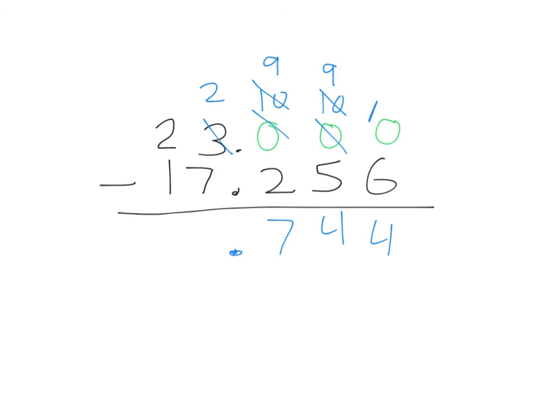2 minus 7 I can't do, go next door, that becomes a 1, that becomes a 12. 12 minus 7 is 5, and 1 minus 1 is nothing. Does it make sense that 23-ish minus 17-ish is about 5? Yes, that makes sense. Be careful with this part. Okay, good luck with this section.